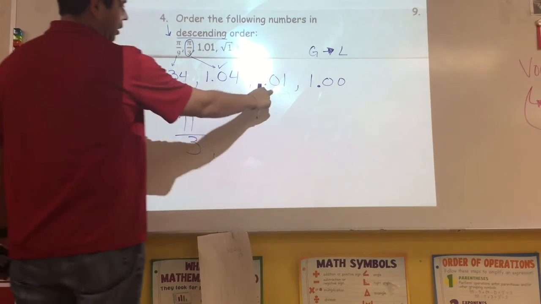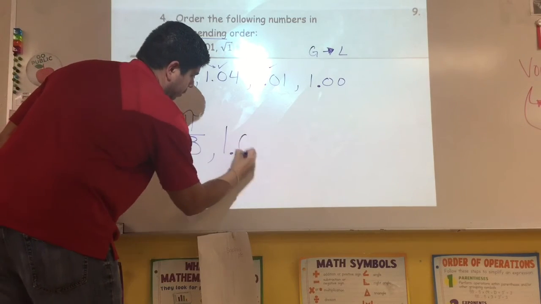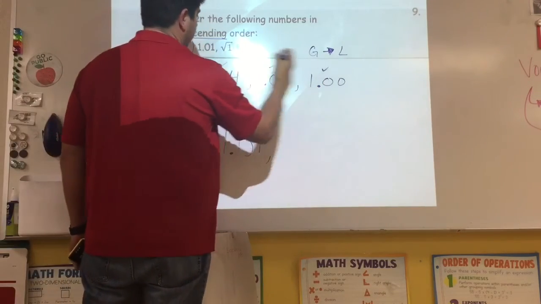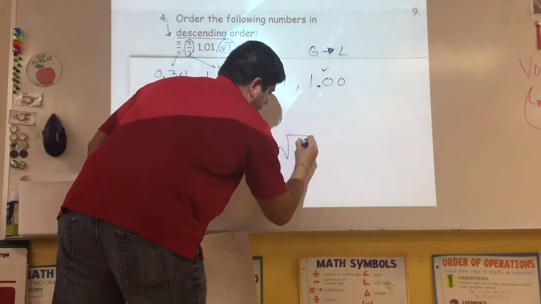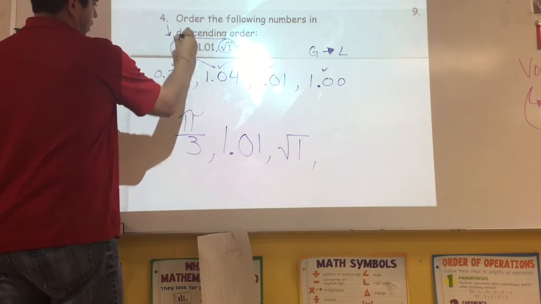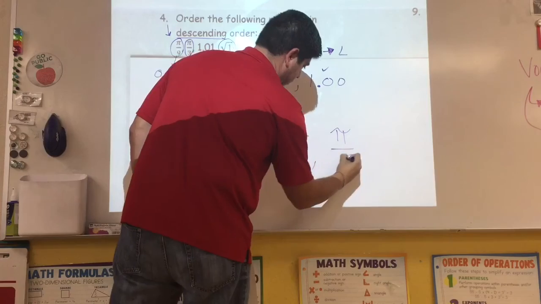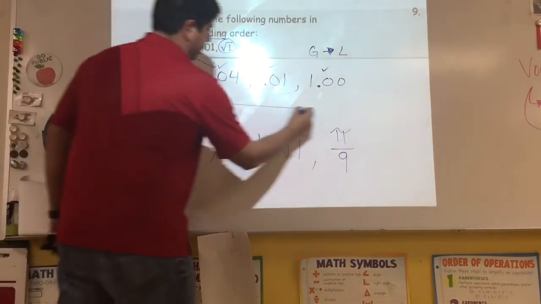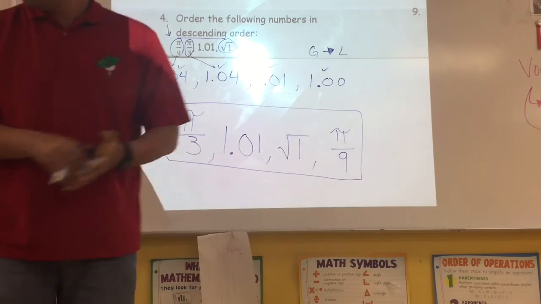Next, I'm going to have 1.01, which is that in decimal form. And then after that will be the square root of 1. And then last is going to be pi divided by 9. So here's my numbers from greatest to least, or in descending order. That's what that means.